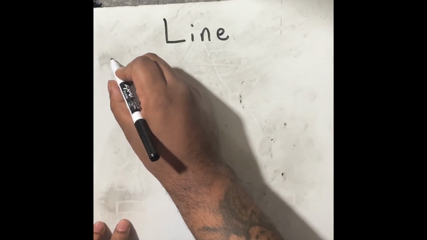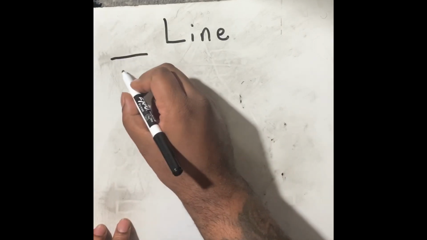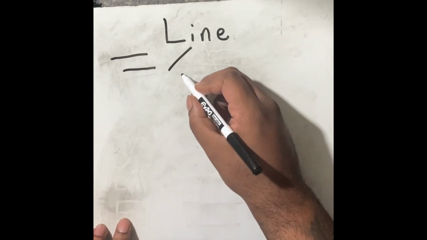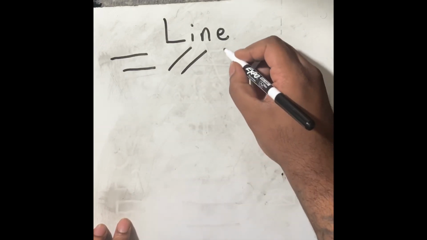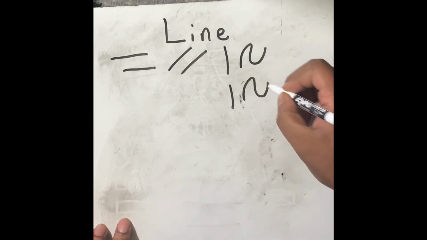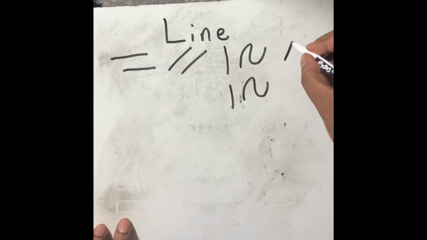We have a song to help us remember the lines. It goes horizontal, horizontal, diagonal, diagonal, vertical and curved lines, vertical and curved lines. Don't forget zigzag, don't forget zigzag.